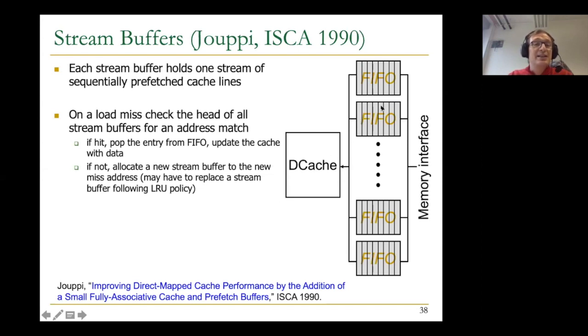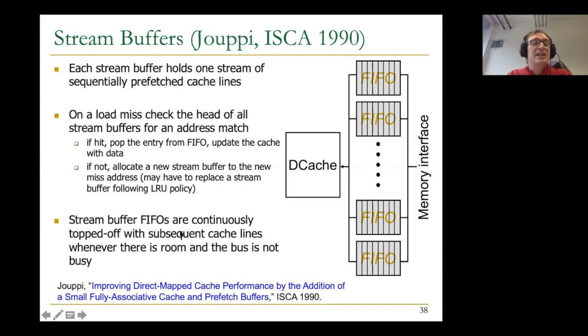with the data. If not, it allocates a new stream buffer to the new miss address, basically. And it may have to replace a stream buffer following the LRU policy as proposed in this paper. So it's very simple and rigid. And stream buffer FIFOs are continuously topped off, meaning you prefetch data into the FIFO with subsequent cache lines whenever there's room in the stream buffer and the bus is not busy. So there are a lot of interesting ideas over here. If you have room here, prefetch.